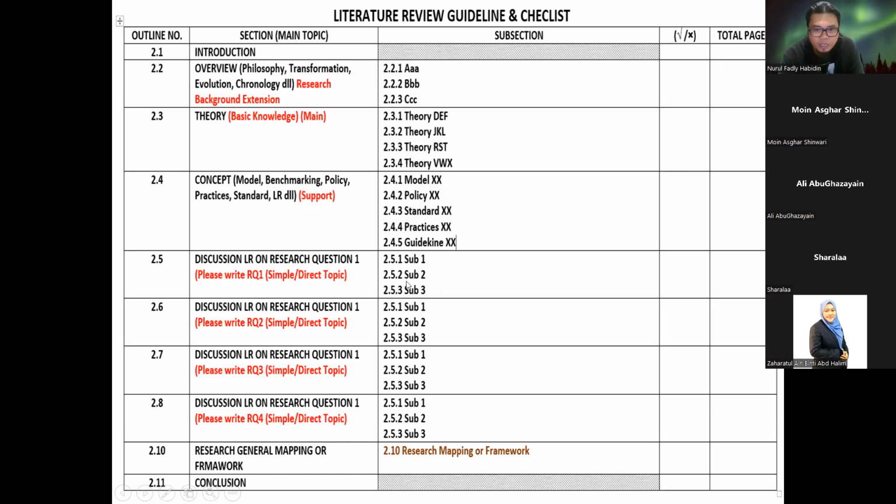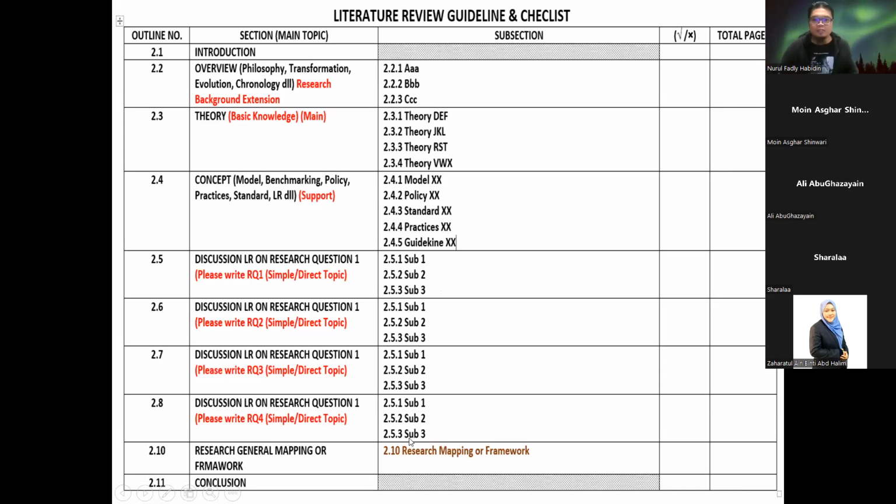I also have an error in my subsections. It's not 2.51. The 2.6 should be 2.61, 62, 63. 2.7 should be 2.71, 72, 73. 2.8 should be 2.81, 82, 83 also.